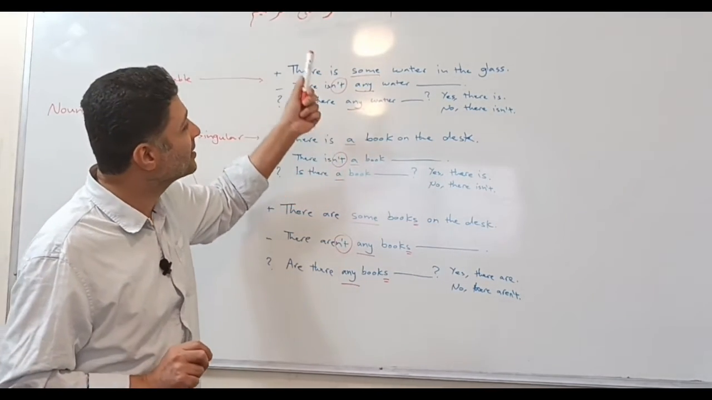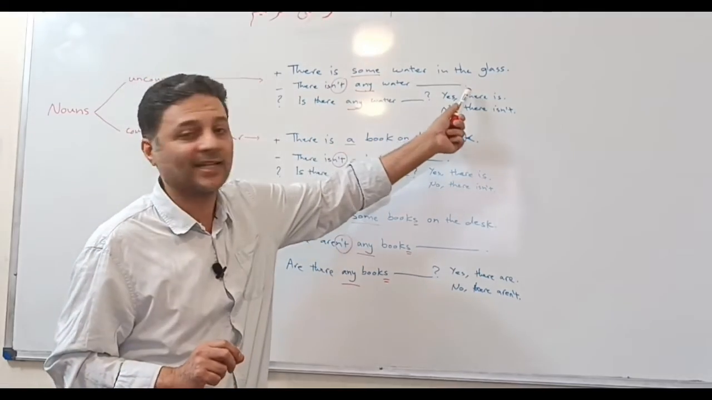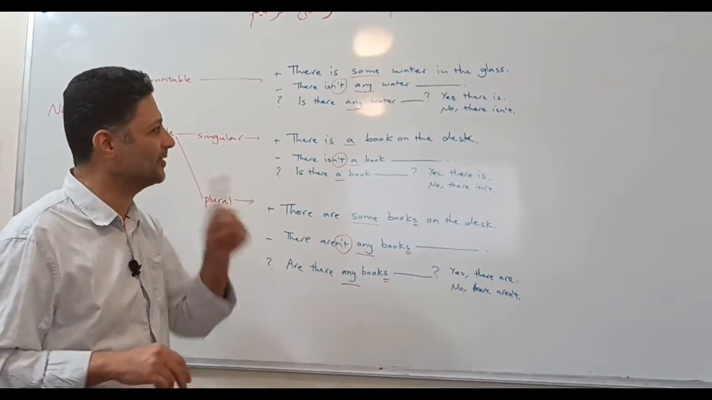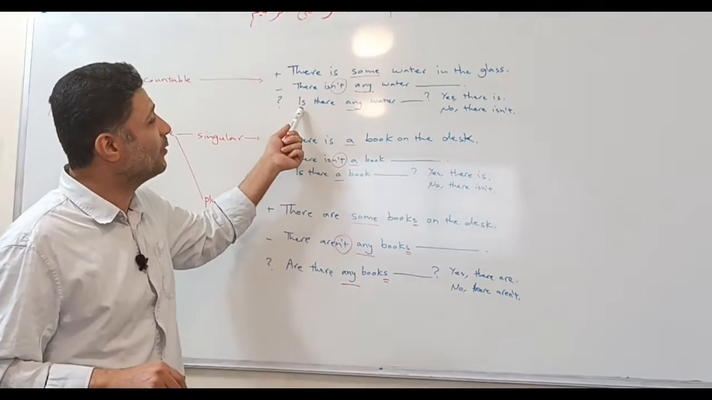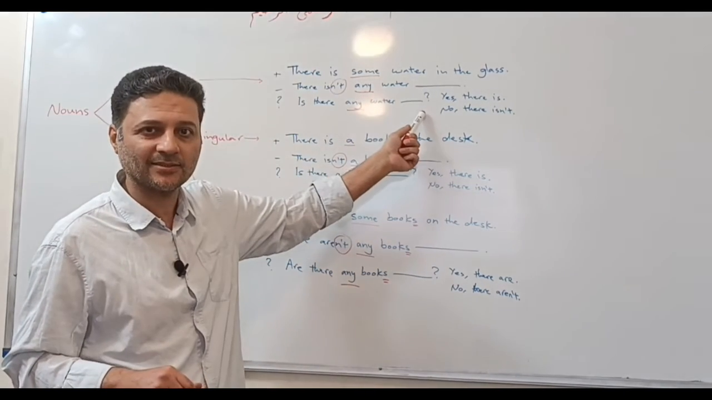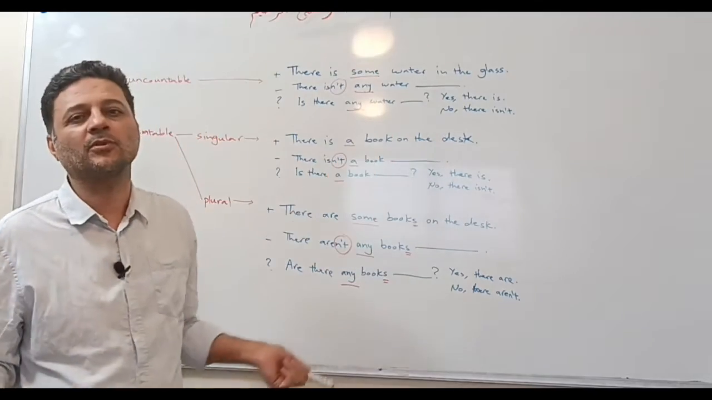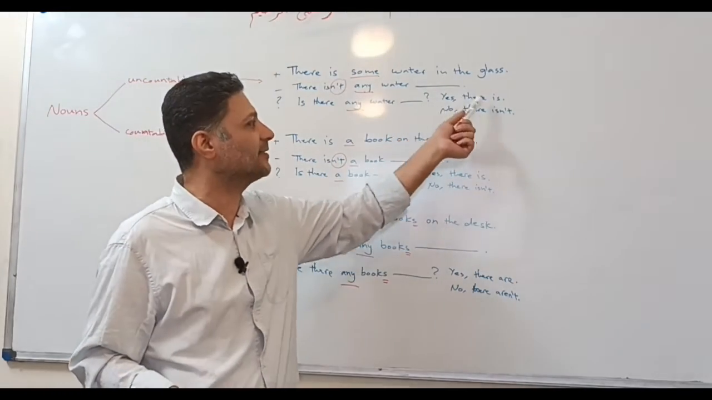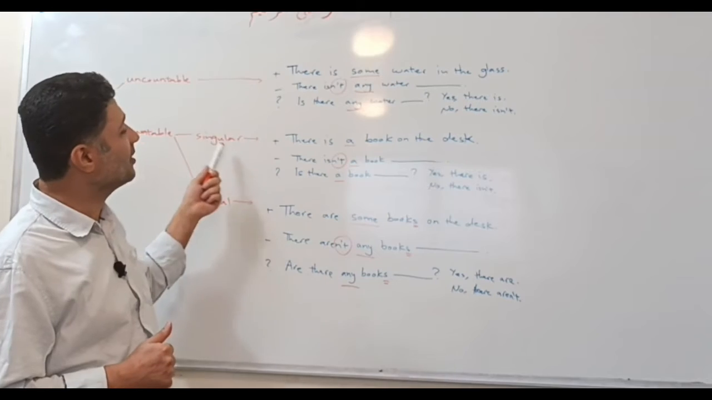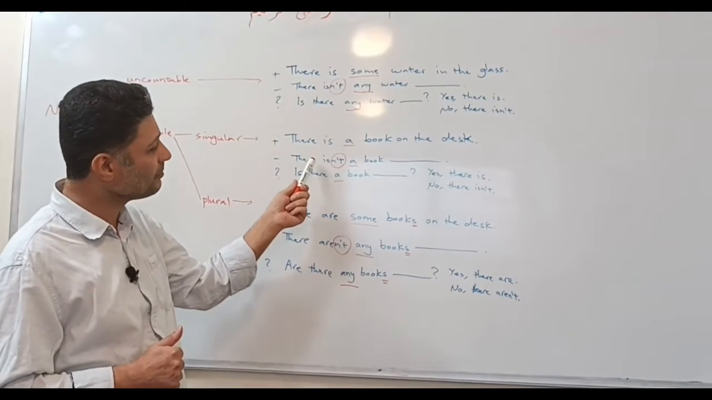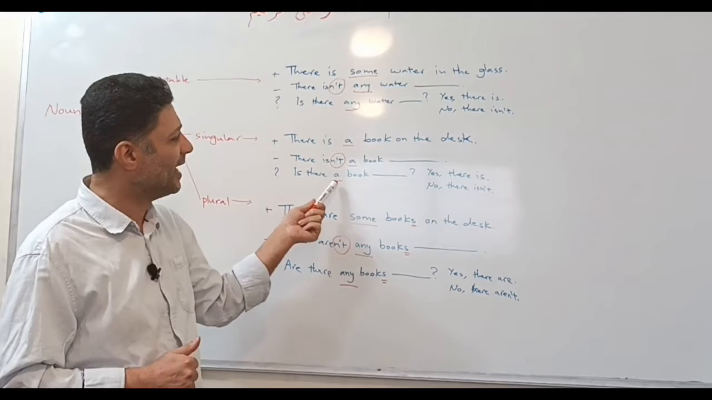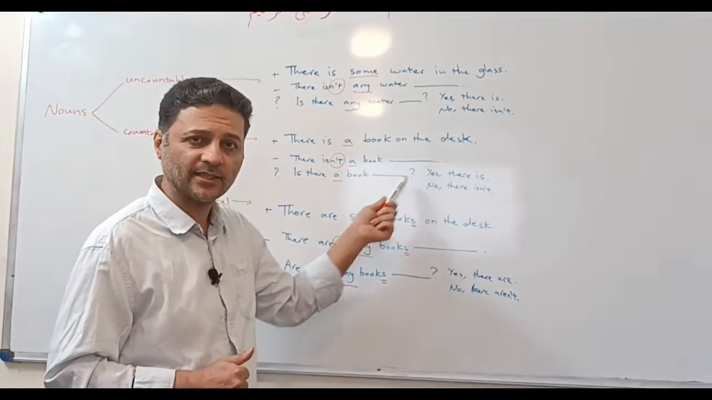Notice. So there isn't any water in the glass. I didn't continue the sentence; I made sure that you already know it. And the question: is there any water in the glass? And the simple short answer would be yes, there is, no, there isn't. You already know this, I guess. The singular countable example: there isn't a book on the desk, and the question form, is there a book on the desk? Yes, there is, no, there isn't.